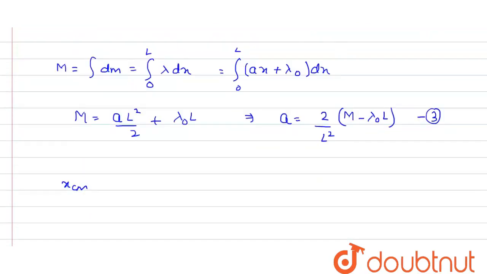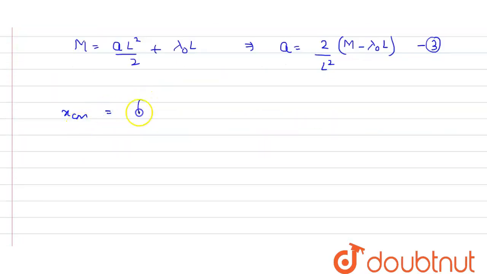So the x coordinate of the center of mass would be equal to x into dm divided by total mass, which is capital M. Now what is our dm? We know that we have just written our dm. We can write it would be equal to lambda into dx divided by the total mass.